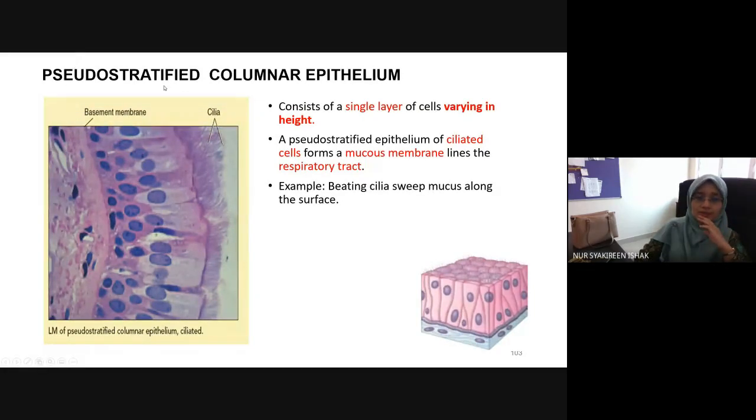And then the next one is pseudostratified. It consists of a single layer of cells of varying size. Some are short, some are long, some are in between. So pseudostratified epithelium of ciliated cells forms a mucous membrane that lines the respiratory tract. The trachea, so the cells of the trachea will have cilia. The arrangement of the cells is pseudostratified, columnar. For example, the cilia sweep mucus along the surface, like I explained earlier, sweeping mucus containing contaminants upward out of the trachea and into the esophagus.